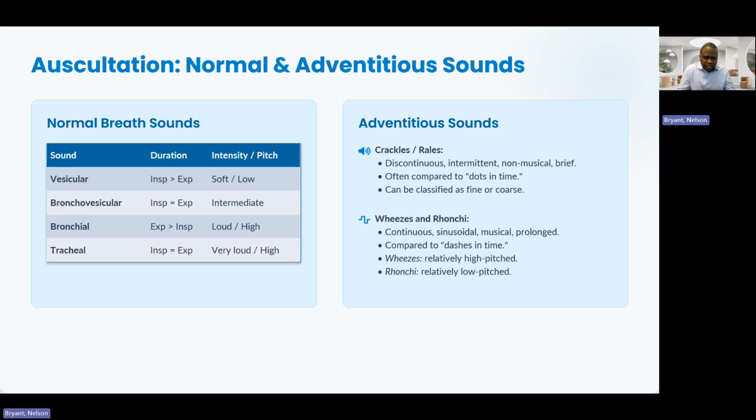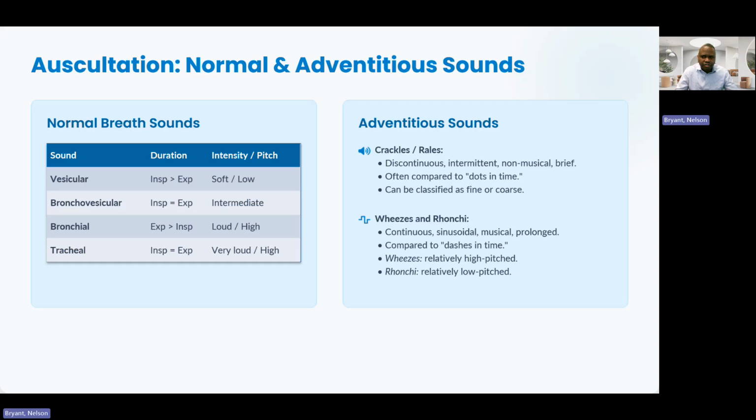When we are auscultating, we do this every single day at our workplaces. So what are we assessing? The airflow dynamically through the tracheobronchial tree. Some of the sounds that you may hear are vesicular sounds, which are the soft, low-pitched sounds heard over most lung fields.